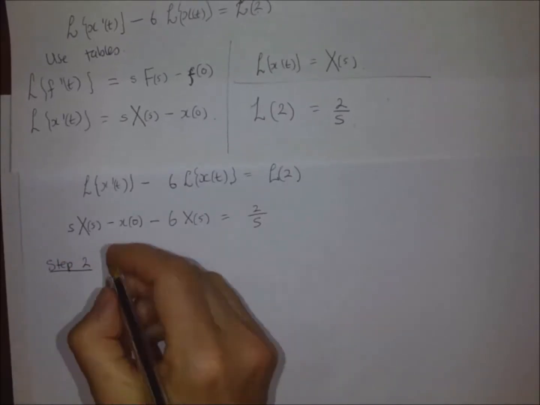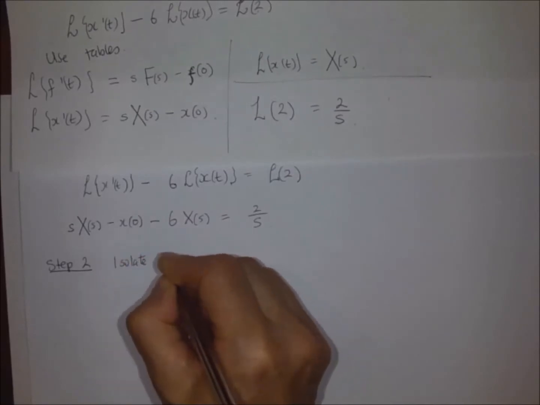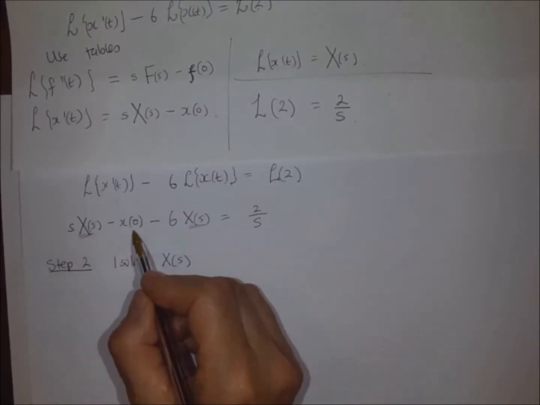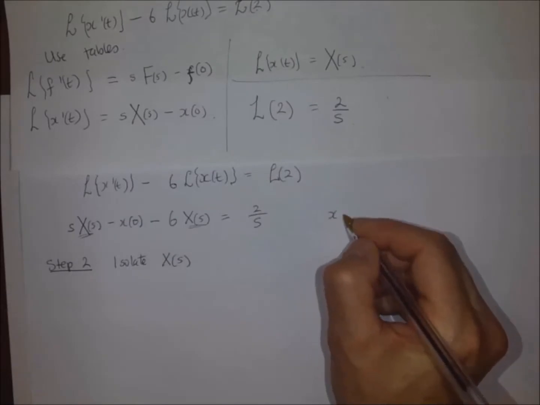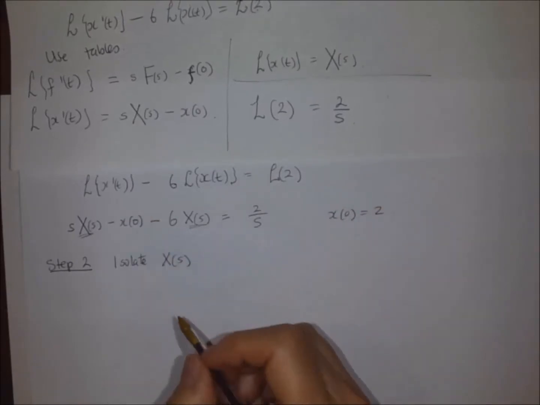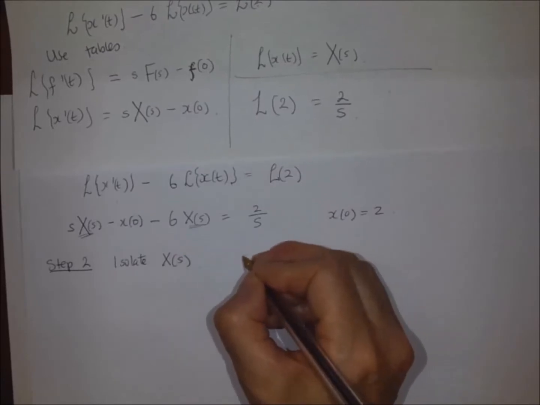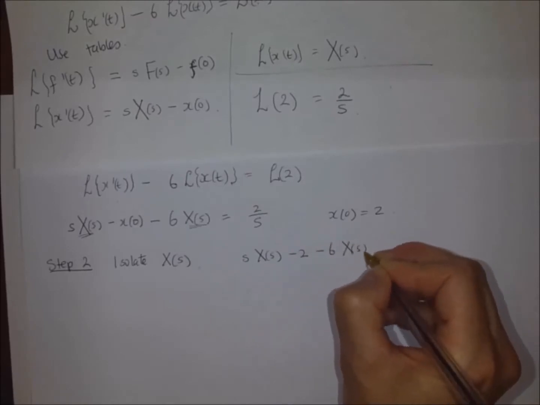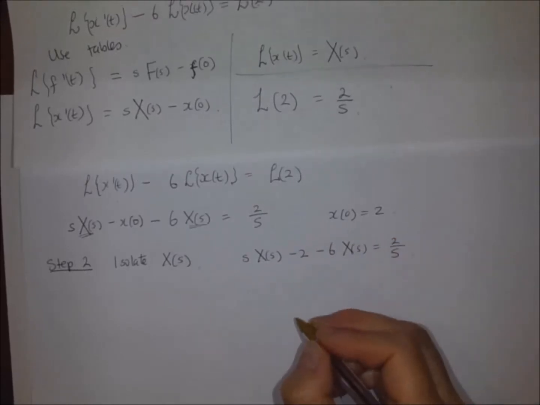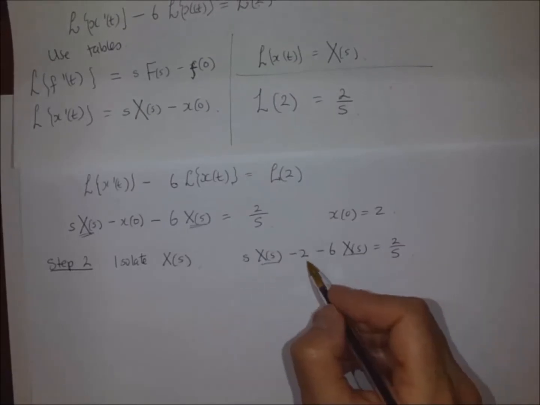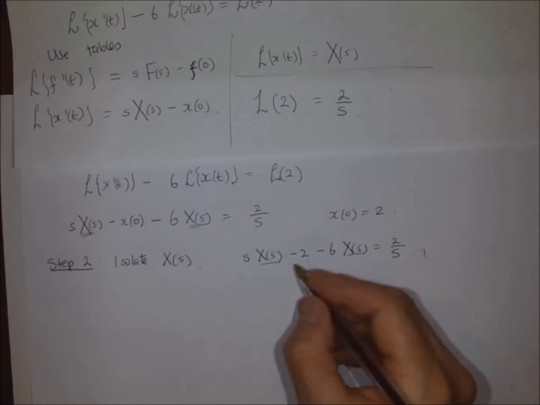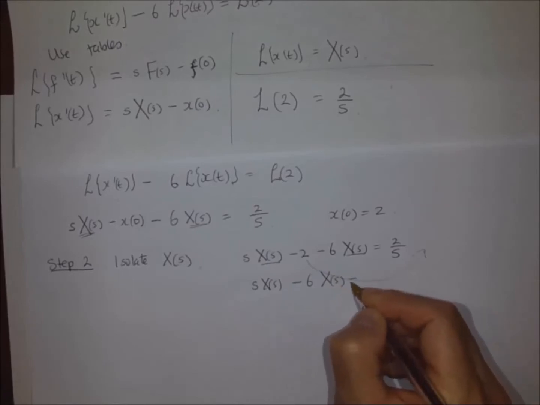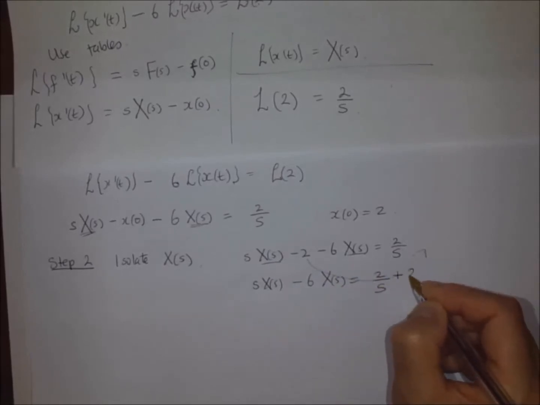Now step 2, we have to isolate x of s. We can change this because the initial conditions were that x of 0 equals 2. So we can put that into this equation and tidy it up. So we'll have s X of s minus 2 minus 6 X of s equals 2 over s. Bring the minus 2 over first. s X of s minus 6 X of s equals 2 over s plus 2.